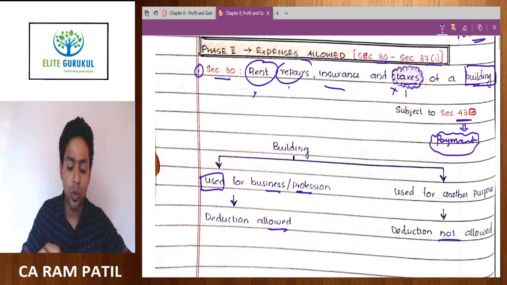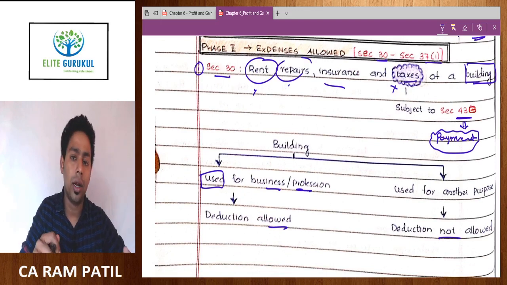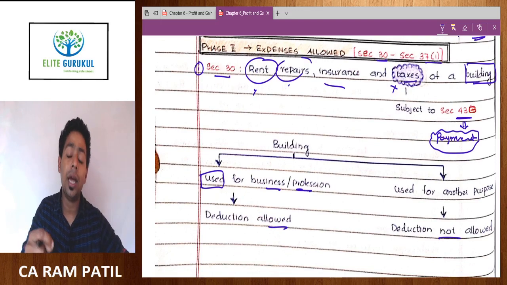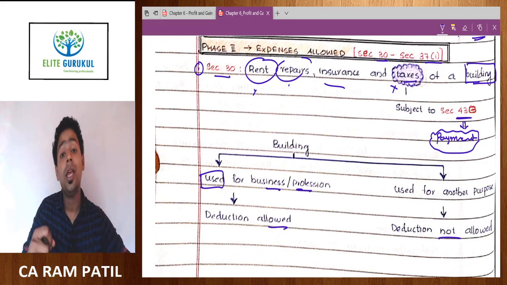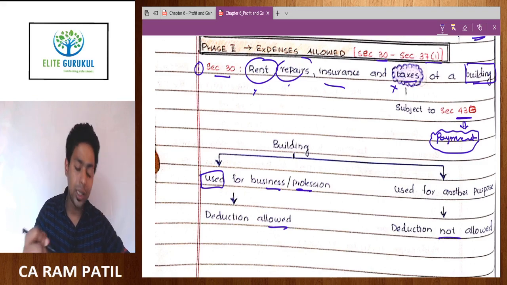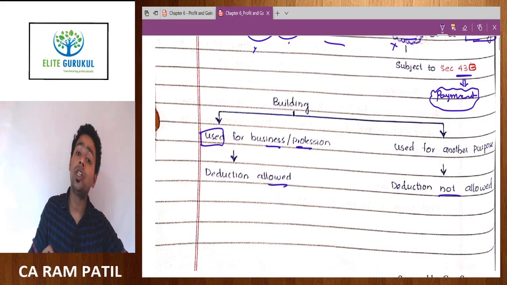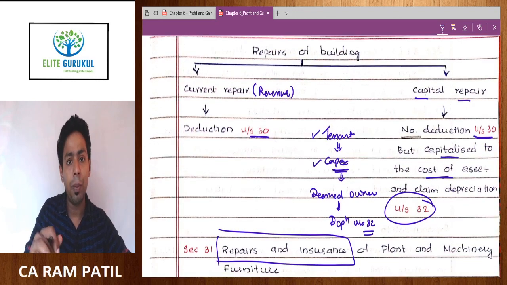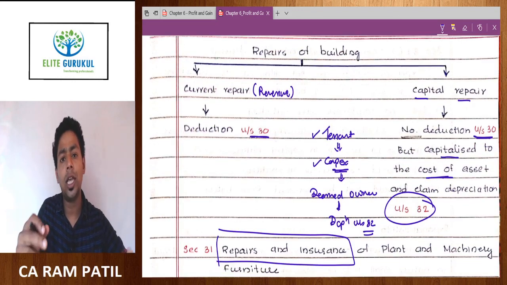So if I ask you this question: I am a road contractor and I don't have a dumper and tipper with me, I don't own them, I want to take them on hire, and I pay rent for the dumper and tipper. Will I get a deduction of that under section 31? I am taking plant and machinery on rent. Should I get a deduction of rent while computing PGBP? So, obviously your answer has to be yes.